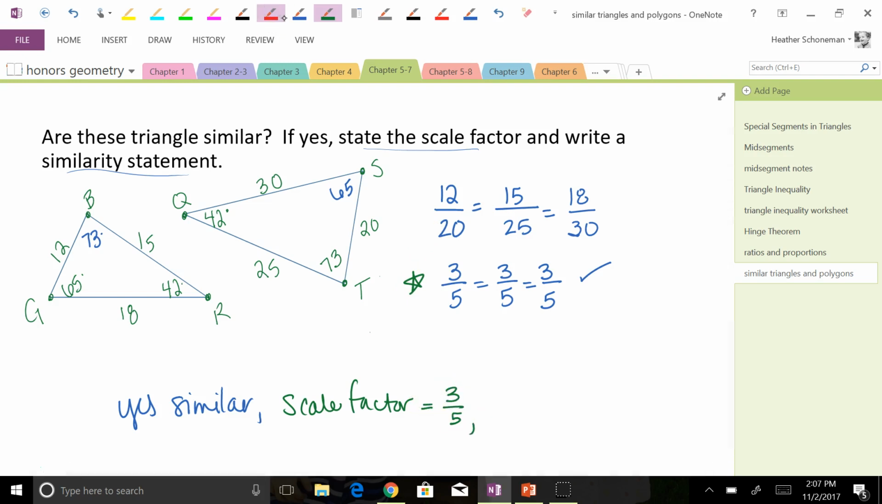And then last but not least, it wants a similarity statement. So it doesn't matter how we start the first one, the second one's got to match. So we say GBR is similar to triangle. Well, G is 65, so it's got to match with the other 65, which is S. B is 73, so that matches with T. So last would be Q. And there's our similarity statement.